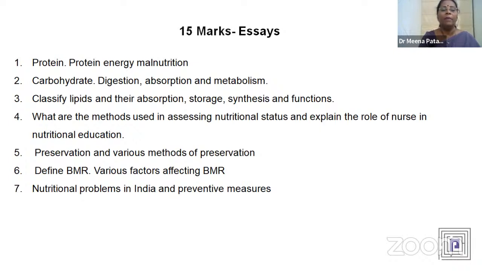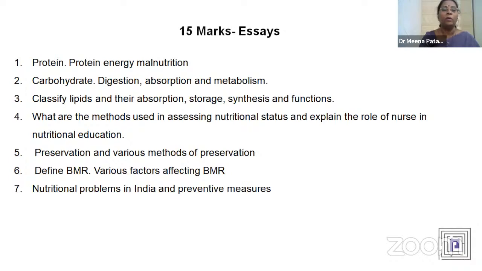Then define BMR, very important. Then how was BMR determined? Who determines BMR? Then we go to the next important point, factors affecting BMR. Of course, there are a lot of factors which you need to discuss in detail with side headings.